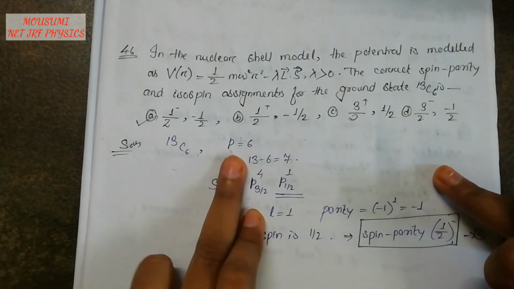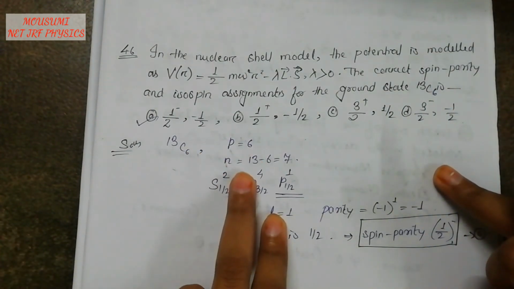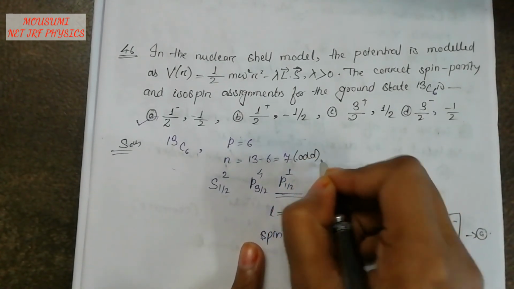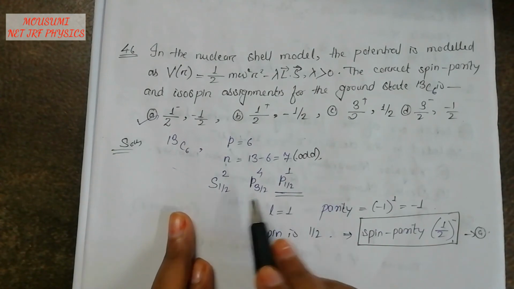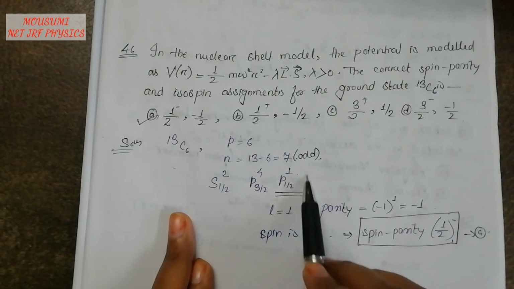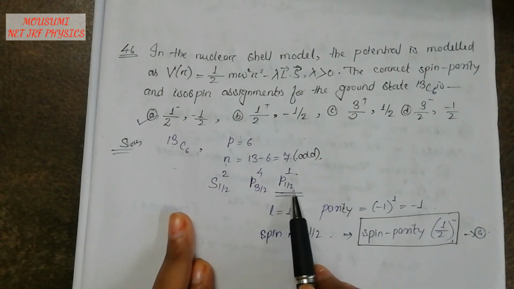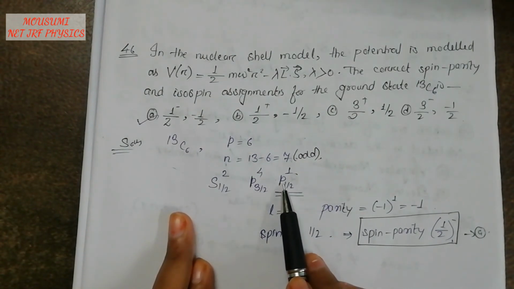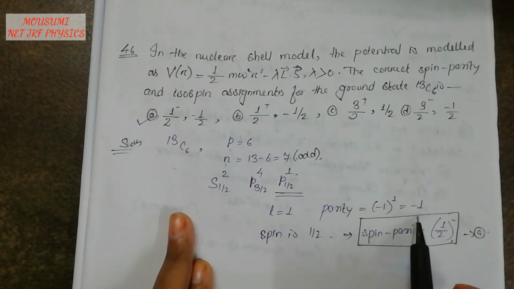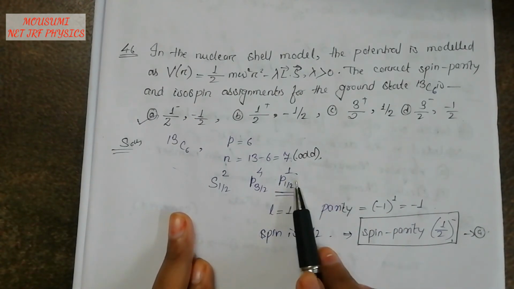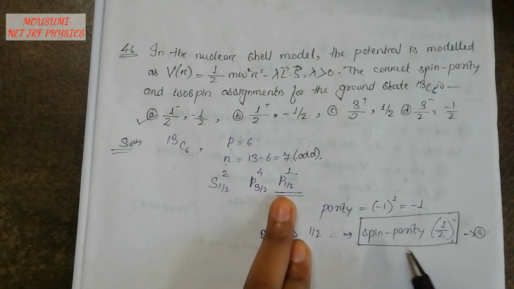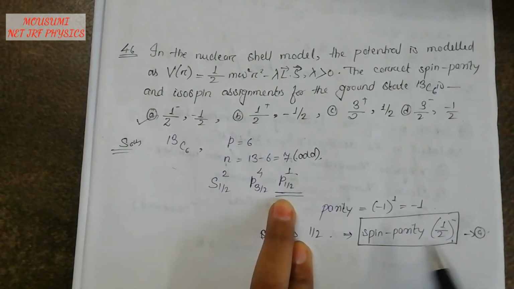So for this we can see the number of protons is 6 here. The number of neutrons is 7. So we will write the energy levels for the odd number. So it is S, P, P. So here it will be 2, then 4, then 1. So the last one goes in this one. So for the P the value of L is 1. So the parity will be minus 1 to the power 1, that is minus 1. And the value of J is half, that means the value of spin. So here we can see the spin is half, and the parity is negative.